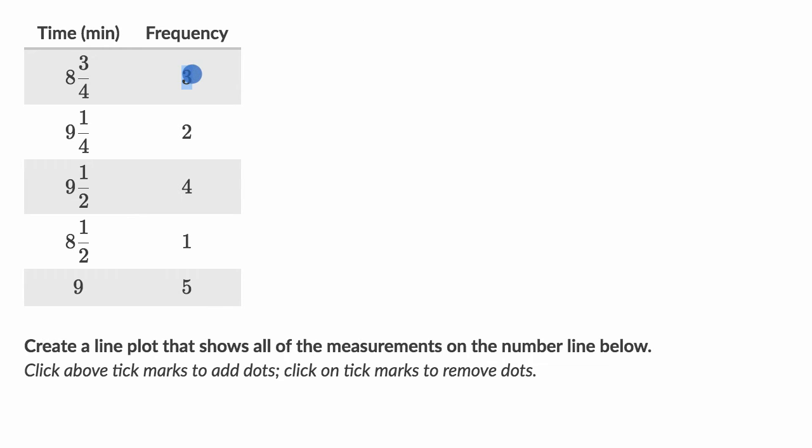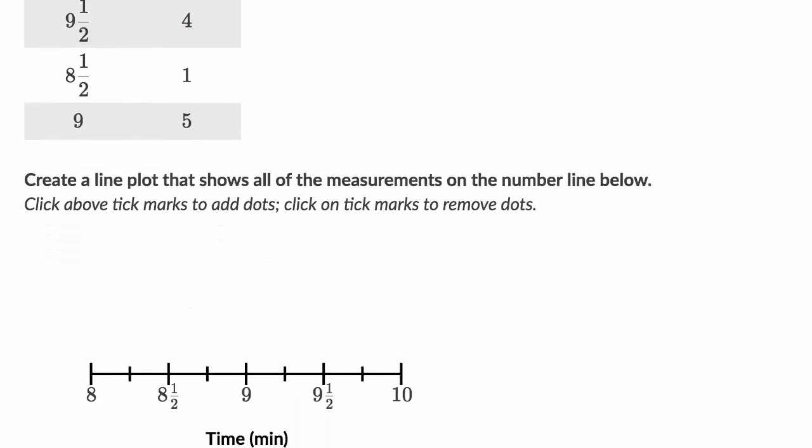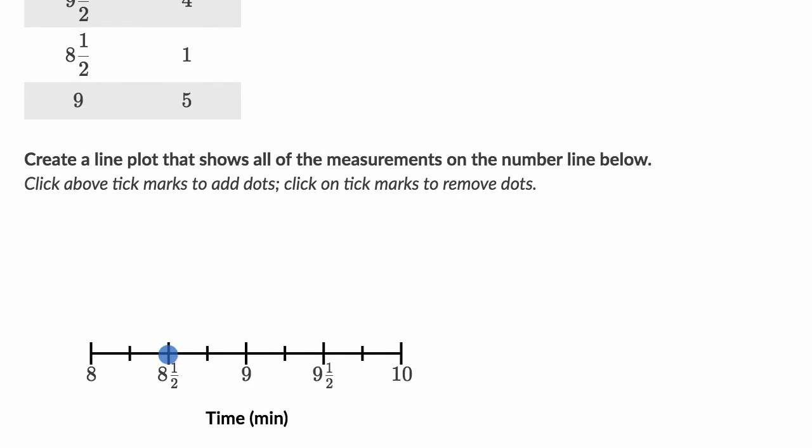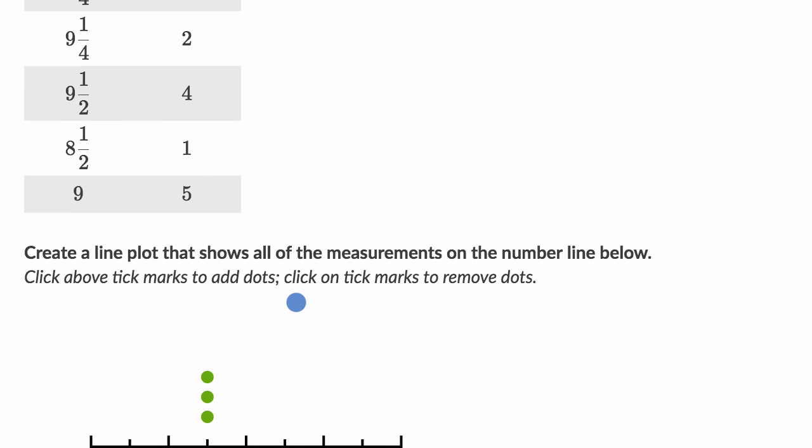All right, so 3 times she was able to run a mile in 8 3/4 minutes. So there are 3 that were 8 3/4. Notice, if we look at the space between 8 and 9, there are 1, 2, 3, 4 equal intervals. And so 3/4 is going to be 3 of those, 1, 2, 3. She ran a mile in 8 3/4 minutes 3 times. That's what we saw from that table. So that's 3 times she did that.